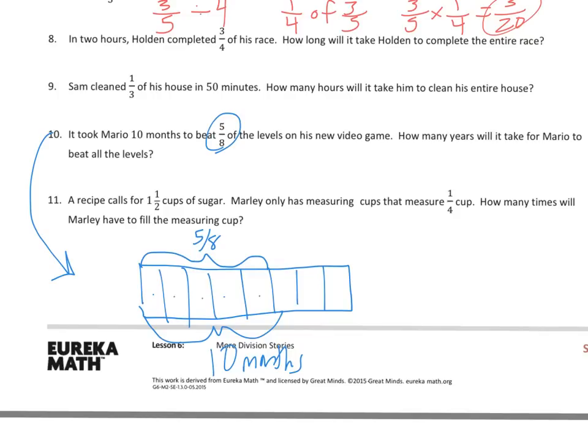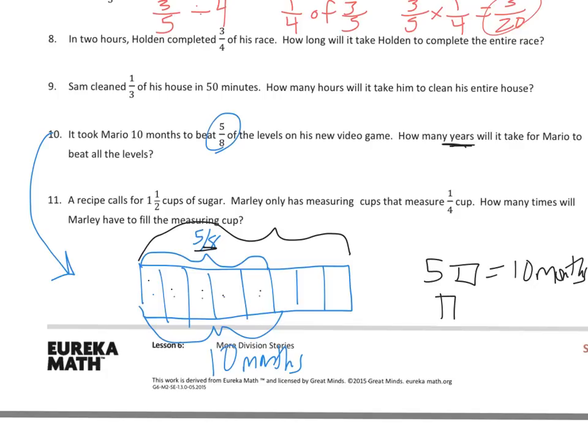So he still has 3/8 of the game left, so we've got to figure out how many months it will take for the whole thing. And it says in years, so we'll worry about that in just a second. But at least we know what we're looking for. We're looking for 8 out of 8, what that equals. So if 5 of these boxes, 1, 2, 3, 4, 5, equals 10 months, how much does one box equal?